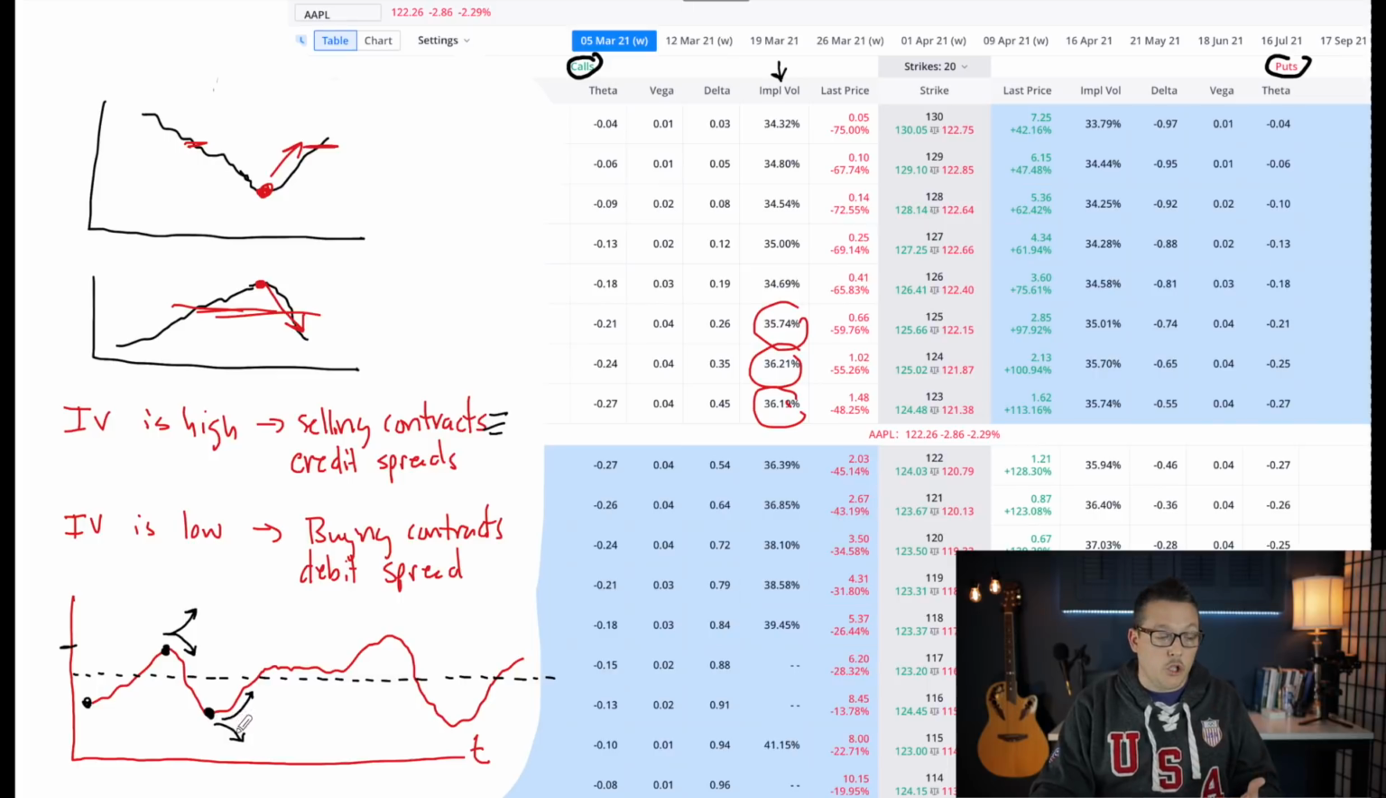So this is a position where we want to be buying options and buying some sort of debit spreads, because we know as implied volatility goes up, extrinsic value is going to go up, and the value of our option is going to go up. That's going to be a great thing.